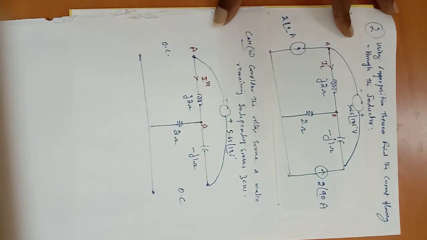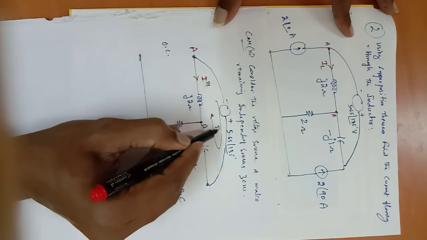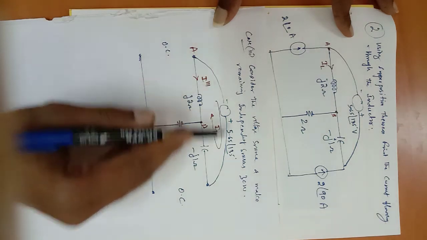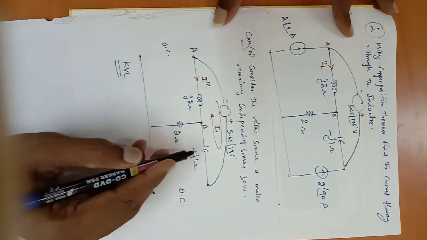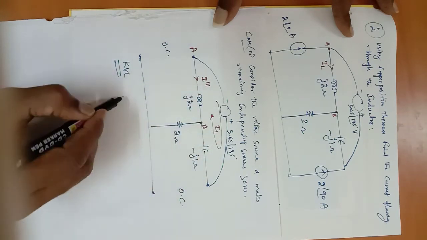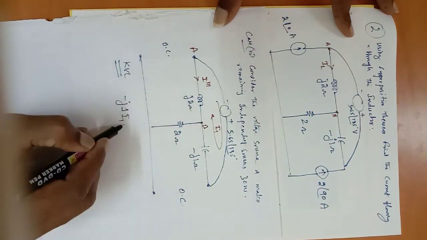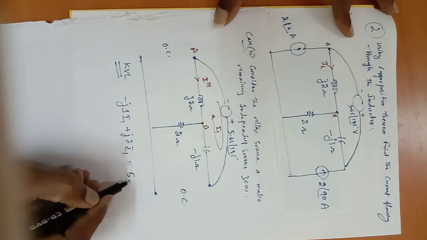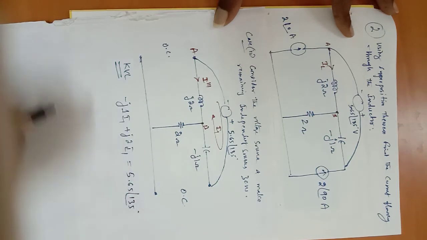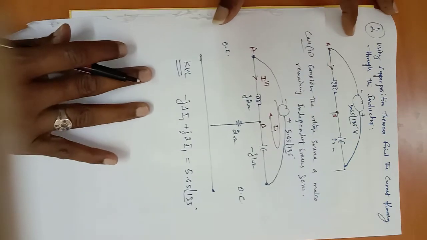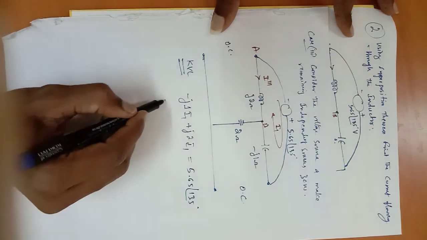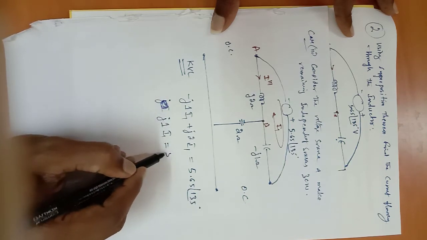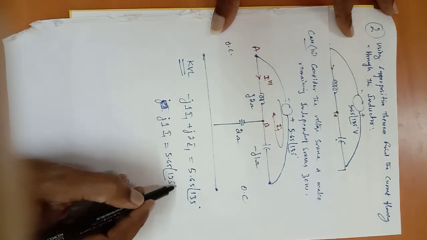Now you have only one loop. Let this loop current be I1. Now let us apply KVL, solve for I1. Applying KVL here, very simple. So only one loop current I1, minus J1 I1 plus J2 I1 is equal to minus 2 plus 5.65 at an angle 135 degree. Now J2 minus J1 is J1. J1 into I1 is equal to 5.65 at an angle 135 degree.